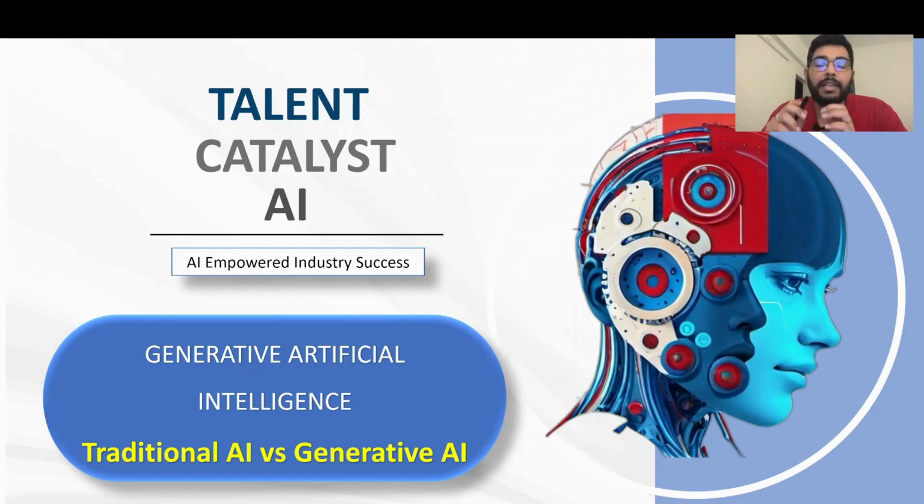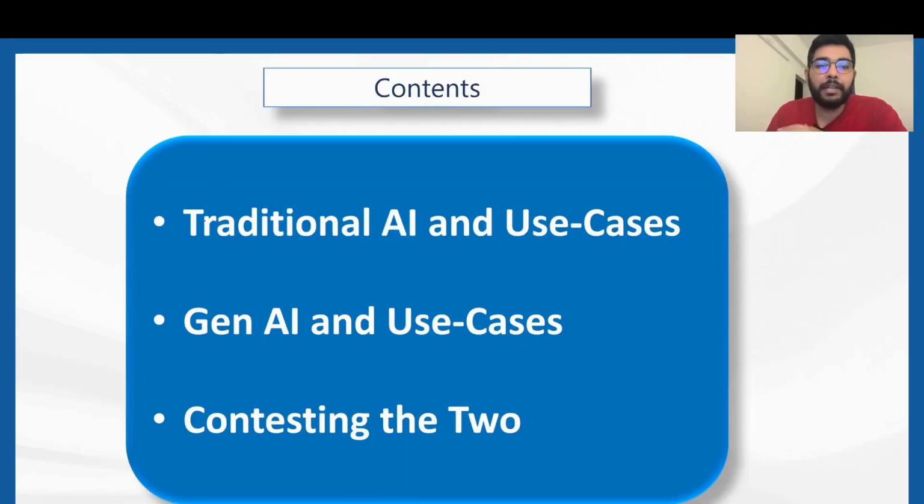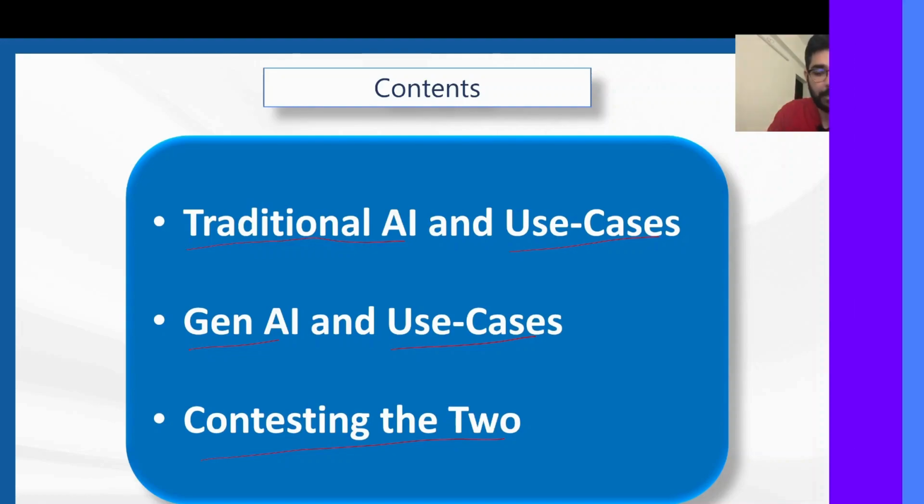Topic for today's discussion is the difference between traditional AI and generative AI. Traditional AI was the AI that we used to use before the advent of generative AI. So, in this particular video, we'll be discussing what exactly is traditional AI. We'll try to define traditional AI and the use cases for traditional AI. Then we'll be delving into what is generative AI and the use cases for generative AI. And then we'll try to contrast the two. We'll try to have the differences defined between these two different types of artificial intelligence.